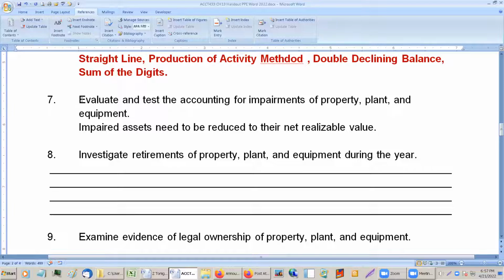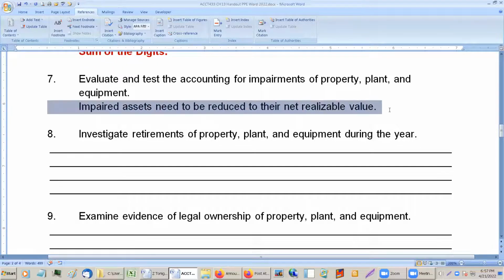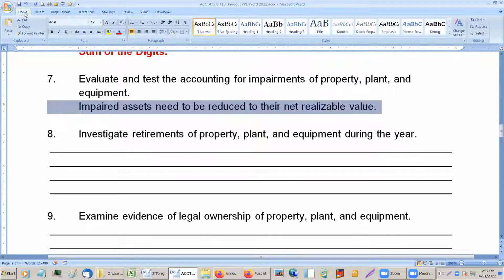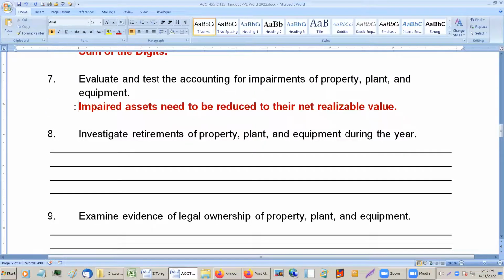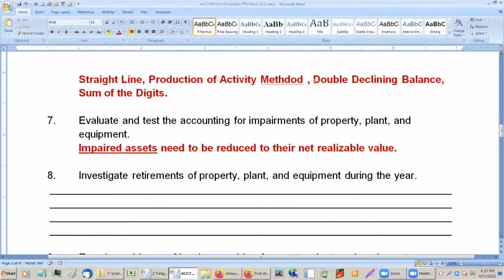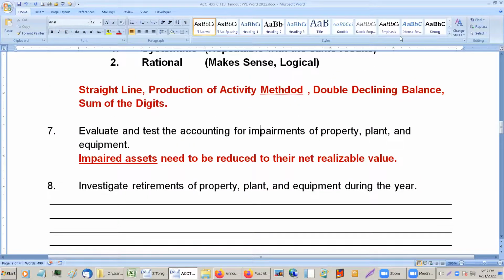Impaired assets need to be reduced to their net realizable value. And this can be a real problem, because a lot of times it's hard to tell if an asset is impaired. If you have 13 machines that do the work for whatever it's supposed to do, it's very hard to say how much value is added by this machine. How much value is added by this machine?